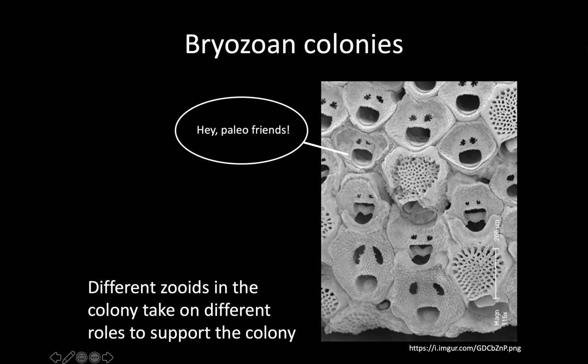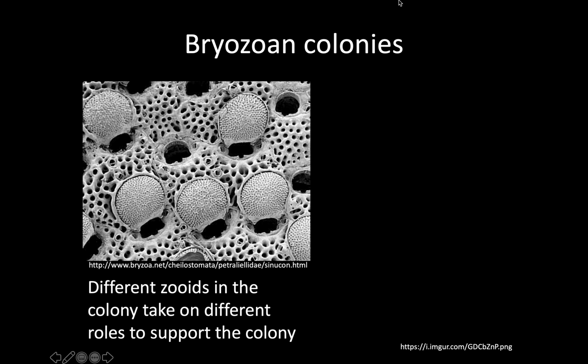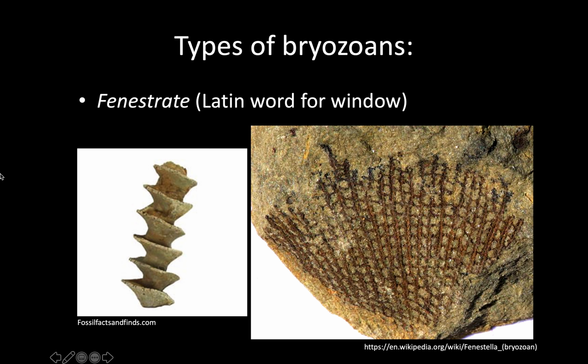So as I said earlier, different zooids, the little itty-bitty individual organisms, take on different roles to support the colony itself. These appear to be the greeters of the colony. I am kidding, but they do make some excellent faces, right? Here are some that actually will act as barriers for protection. Some look like these are fenestrate bryozoans.